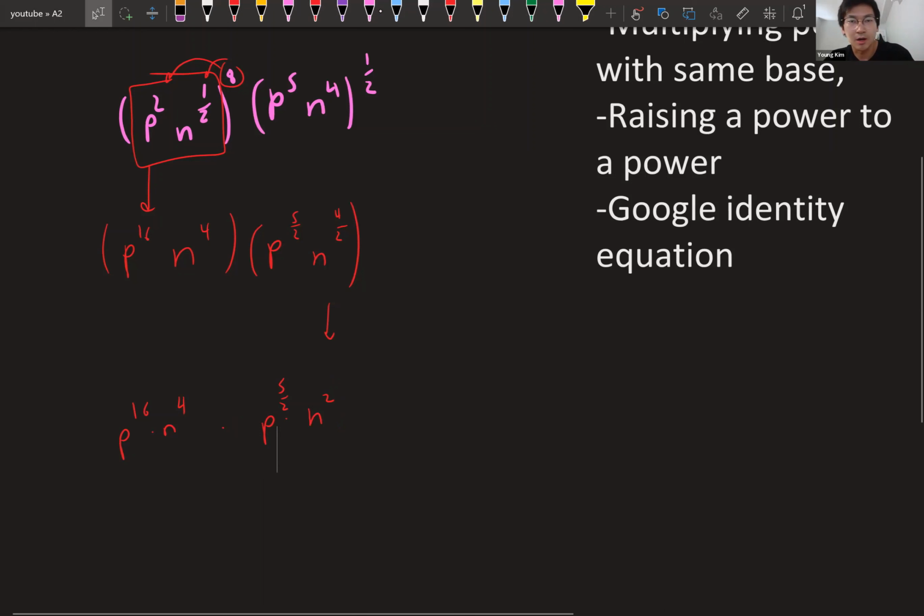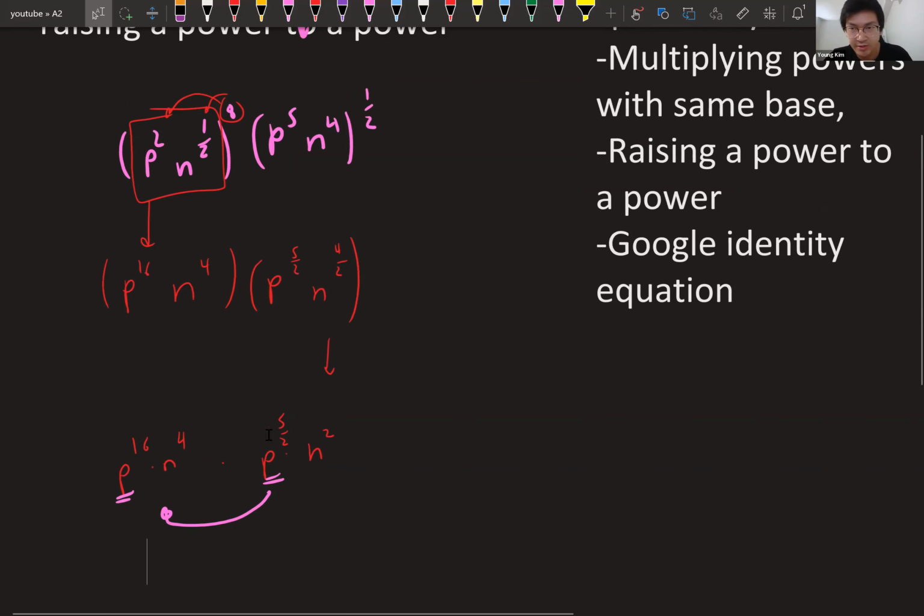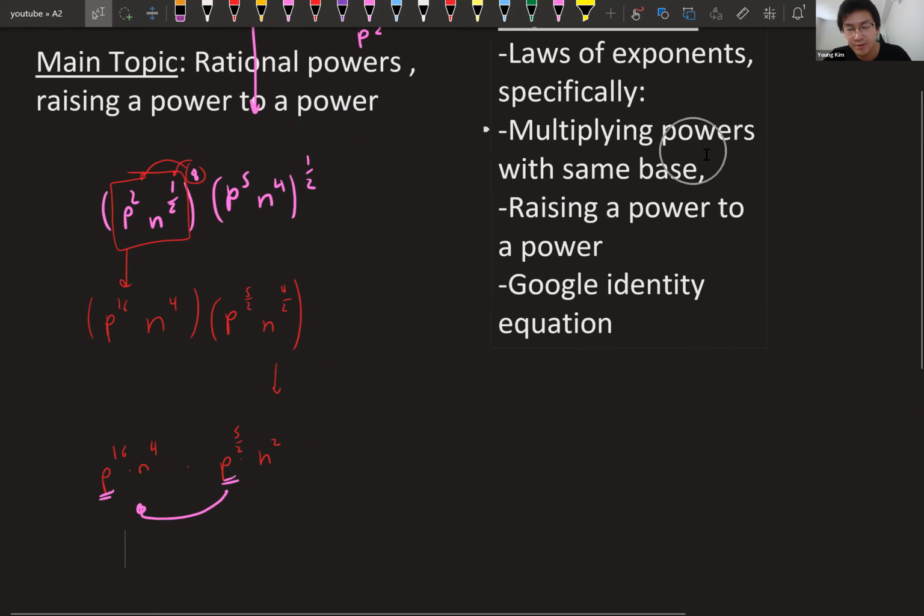Okay. Notice that there are some same base terms here. I don't want to say like terms, because when you say like terms, that's associated with plus and minus, and this is just multiplication once again. Okay. So here, commutative property, I can move this here so you can gather up the p's, right? And this is where this comes in. Multiplying powers with the same base, you just keep the same base, so p, and just add the exponents.